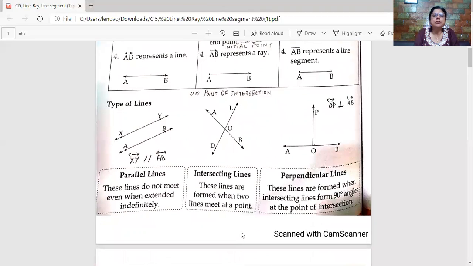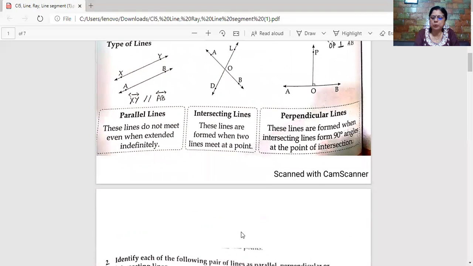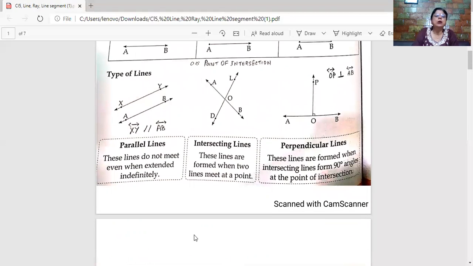Now the different types of lines. There are many types of lines. Here are a few I have mentioned. These are parallel lines. When two or there may be more lines never meet, even when extended indefinitely, they are called parallel lines. And we write XY is parallel to AB. Intersecting lines are lines when they meet each other at a point. And when they meet at O, then O will be called the point of intersection.